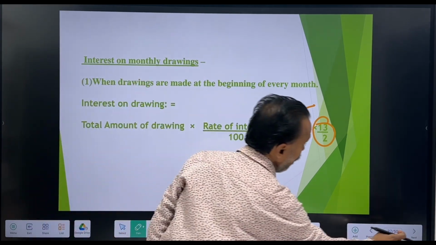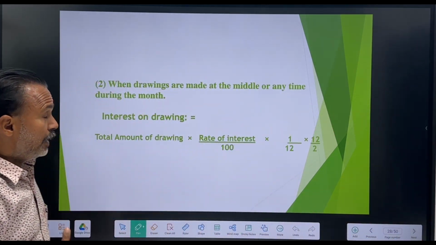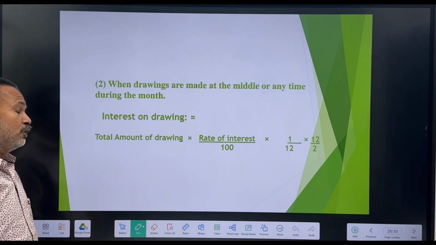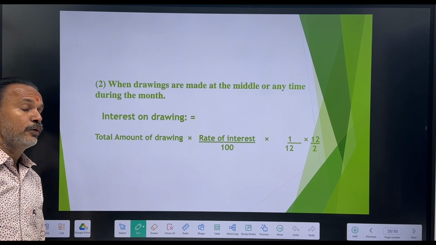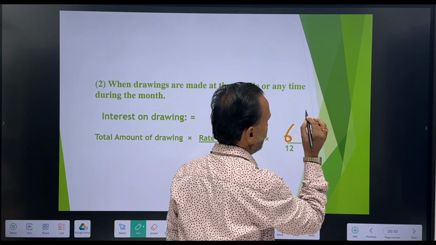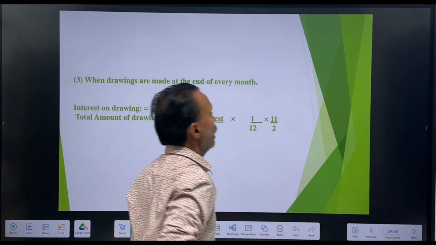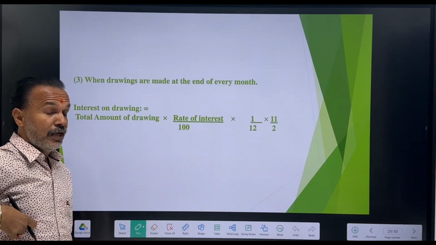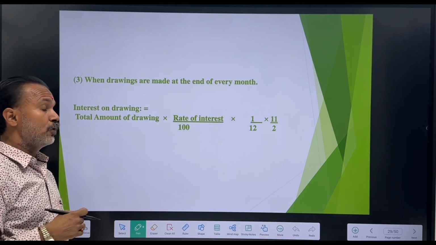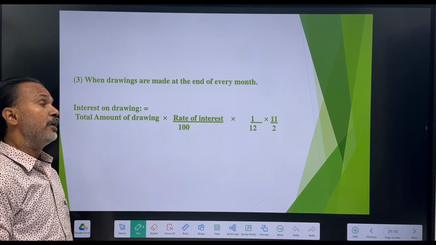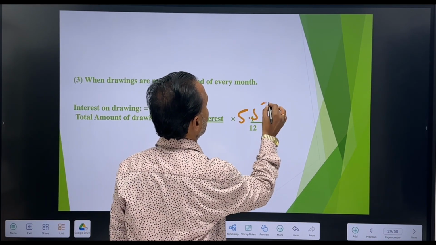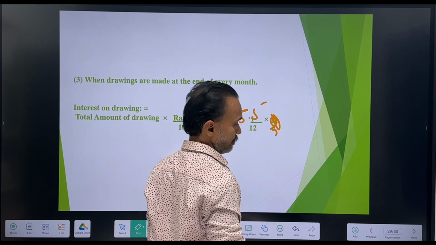If the partner withdraws a fixed sum of money in the middle of every month, interest on drawing equals total amount of drawing × rate of interest/100 × 6/12. If the partner withdraws a fixed sum of money at the end of every month, interest on drawing equals total amount of drawings × rate of interest/100 × 5.5/12.